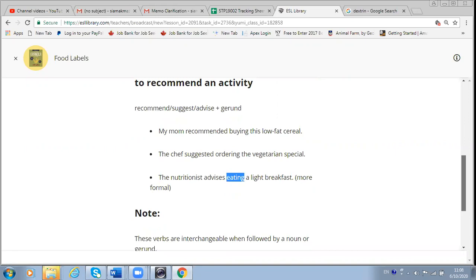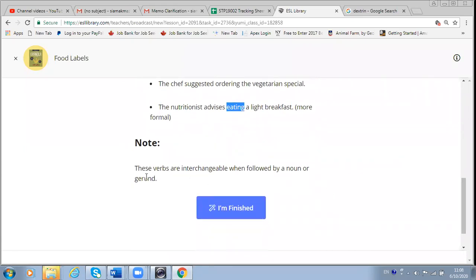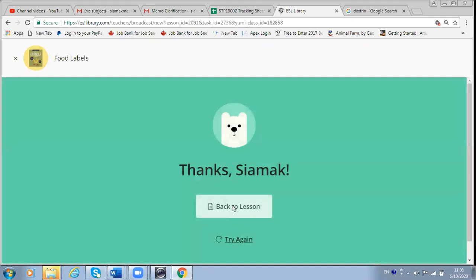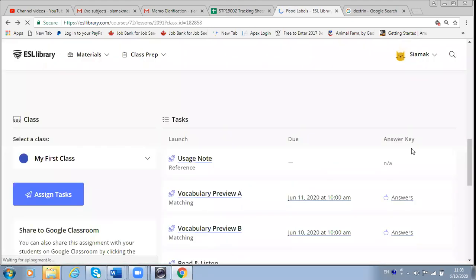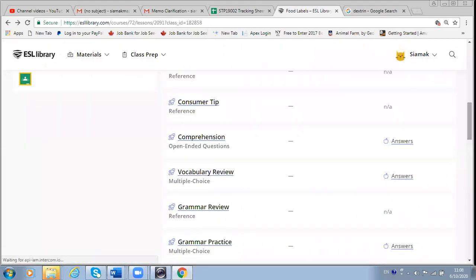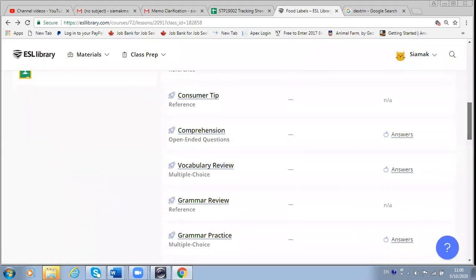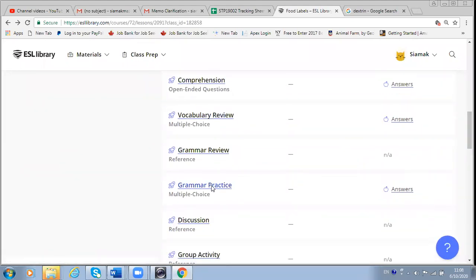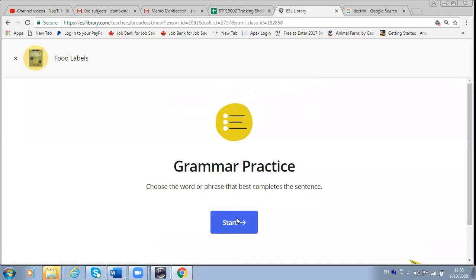Am I clear? Yes. These verbs are interchangeable when followed by a noun or gerund. So you can use all of these verbs to recommend something or to recommend doing something. Okay, so let's practice. It was an easy grammar point for you.